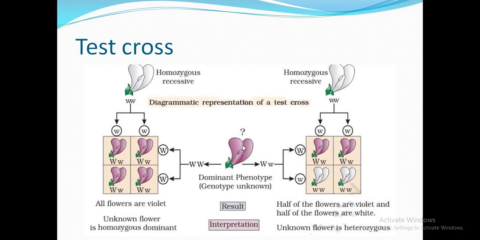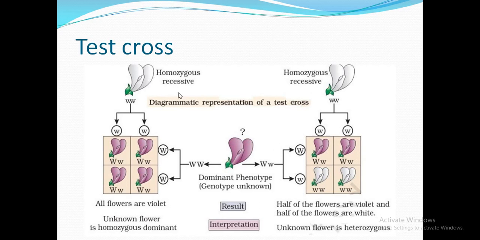But we don't know whether it is homozygous dominant or heterozygous. To test this, the plant showing the dominant phenotype, that is the purple-colored flower here, is crossed with a double recessive parent. Double recessive parent means a homozygous recessive parent, which shows the recessive phenotype, that is white-colored flower.